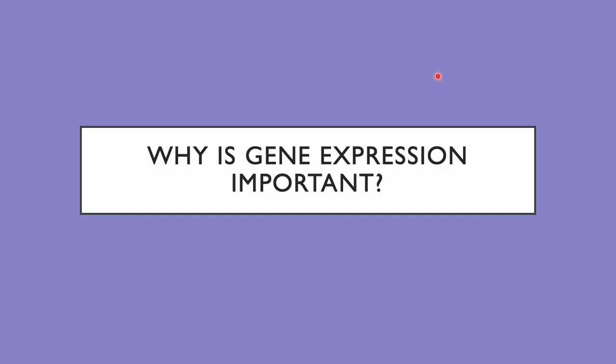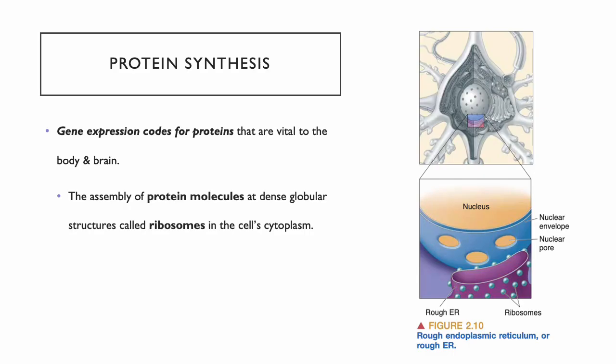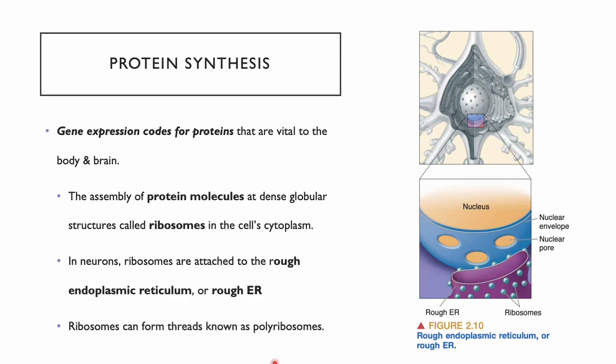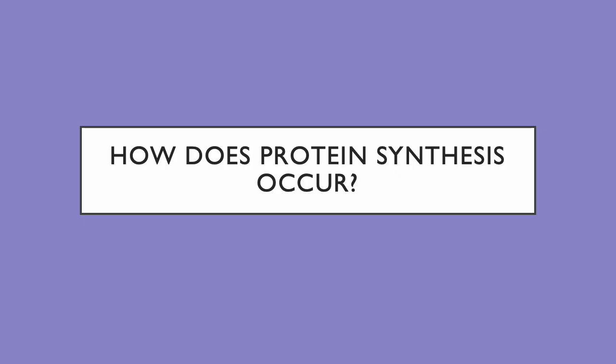But why is gene expression so important? Well, gene expression codes for proteins that are vital to the body and brain, and we couldn't function without protein synthesis occurring. The assembly of proteins occurs in free-floating ribosomes or on ribosomes that attach to the rough endoplasmic reticulum. Remember, the rough ER sits right outside of the nucleus of the cell. Ribosomes can also form into chains together called polyribosomes.